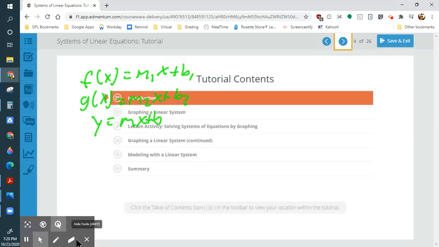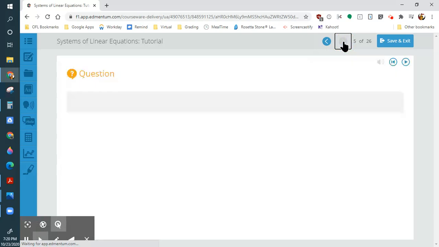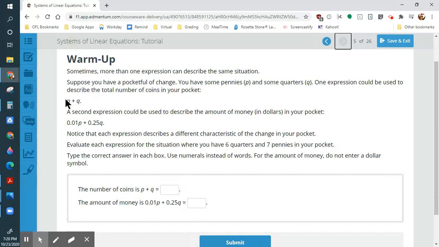So moving on here, we've got everything that we're going to learn. Sorry, I just had to clear the board. So let's do a warm up. This warm up, we have this equation and this equation. What we're doing here is the coins in your pocket. We have one equation where y equals the coins in your pocket, and this other y over here is the amount of money in your pocket.